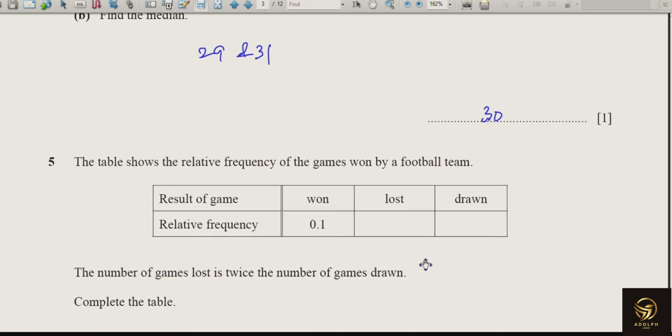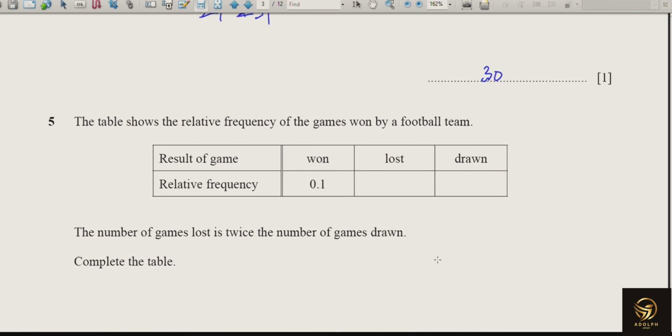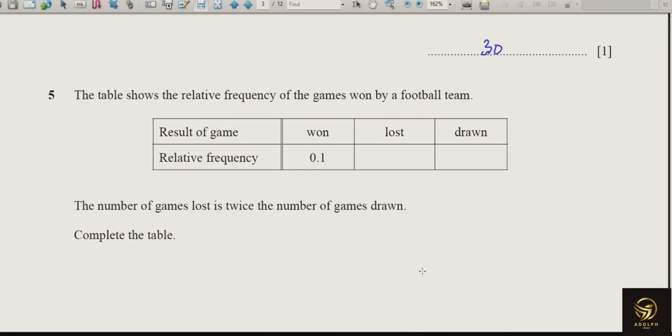The table shows the relative frequency of the games won by a football team. Relative frequency, which means the probability, is 0.1, and these remaining probabilities, if I add, I should get 0.9. The number of games lost is twice the number of games drawn. So whatever value I write here, that should be 2 times. So I think you have cracked it.